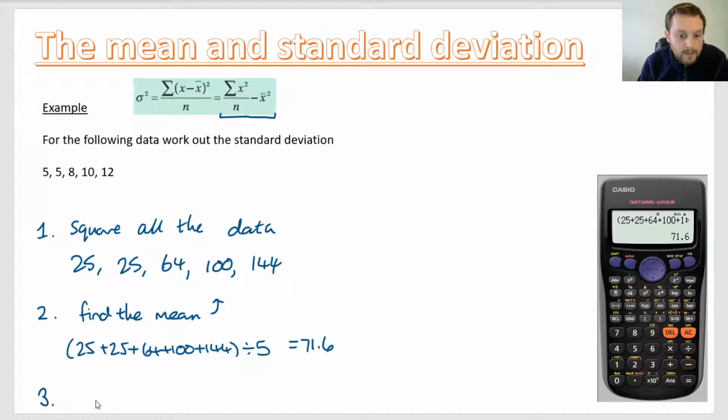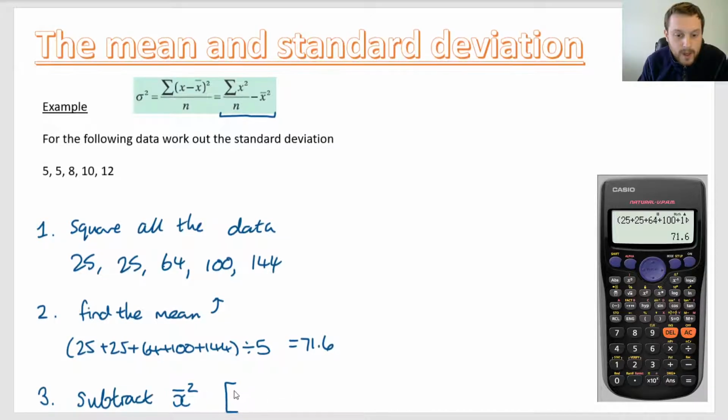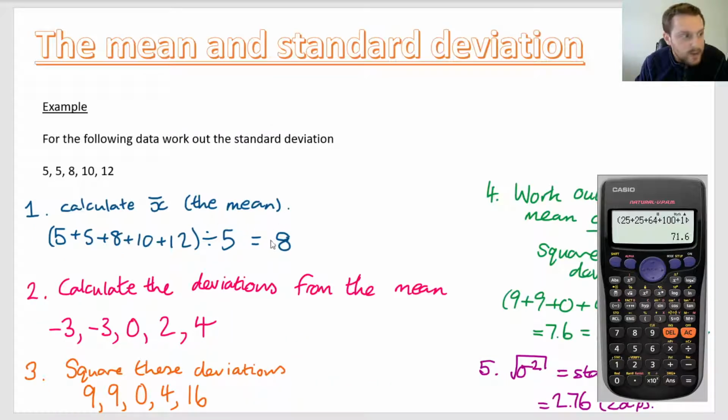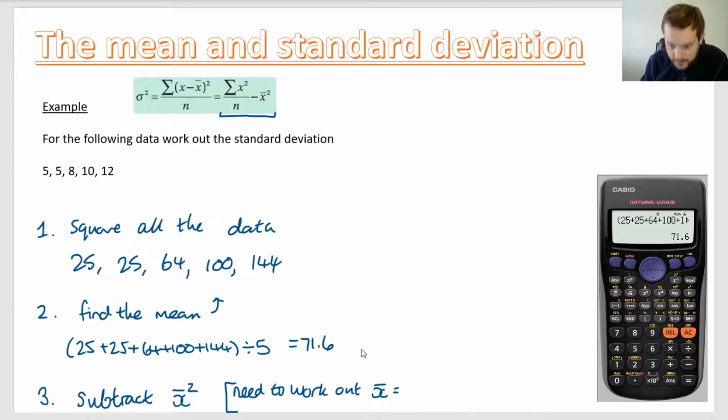Step 3, subtract x bar squared. So we actually need to work out x bar to do this. We actually worked that out before, right? We did 5 add 5, add 8, add 10, add 12, and divided by 5, and the answer to that was 8. So the original x bar is actually 8.